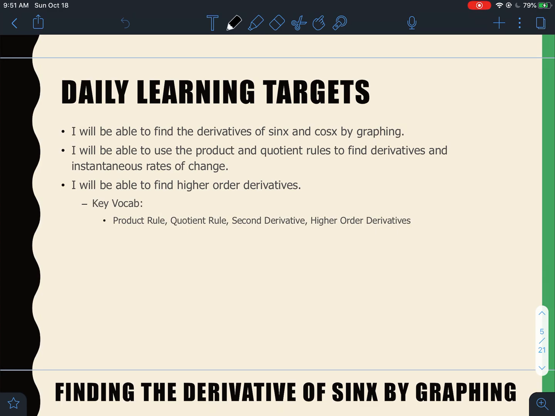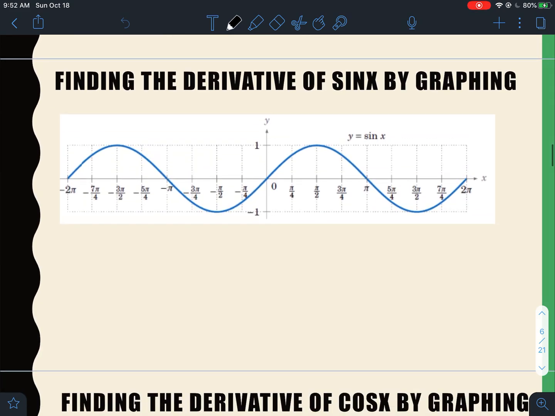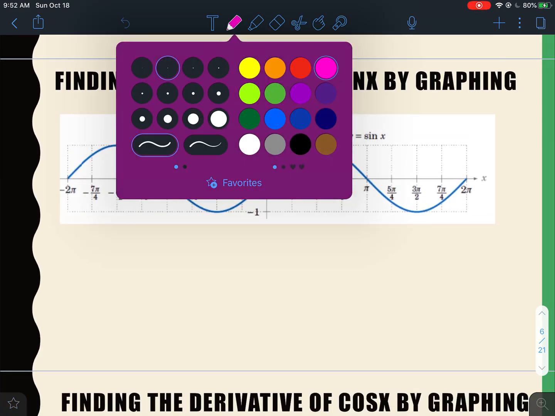So today we're going to talk about the derivatives of sine and cosine and the other trig functions. We're going to first find the derivatives of sine and cosine by using their graphs and graphing their derivatives. Then we're going to talk about two new derivative rules, the product rule and quotient rule, and then we'll use those rules to find the derivatives of the other four trig functions. So, finding the derivative of sine x by graphing.